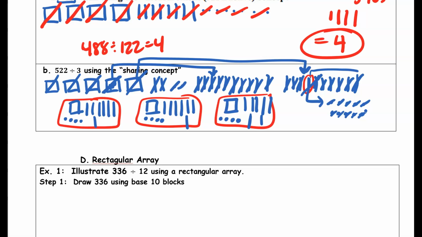So what's our answer? How many are in each group? We have a flat, 100. 1, 2, 3, 4, 5, 6, 7 longs, so 70, and then 4, so 174, which is what you get when you take 522 and divide it by 3.